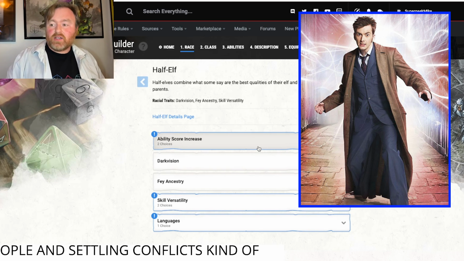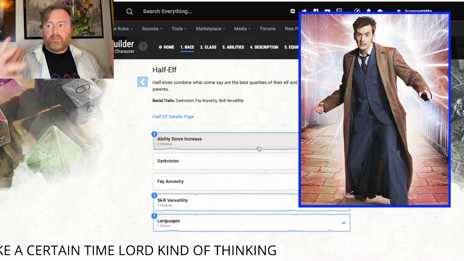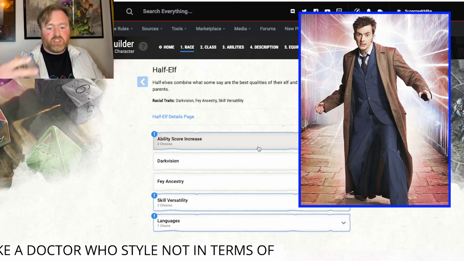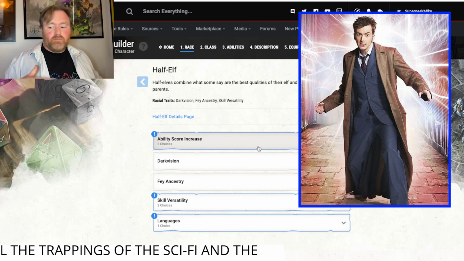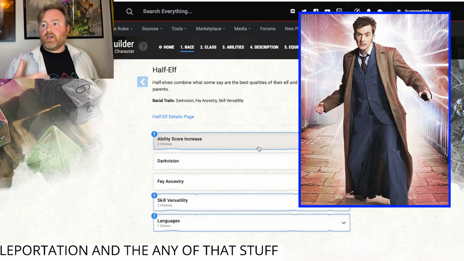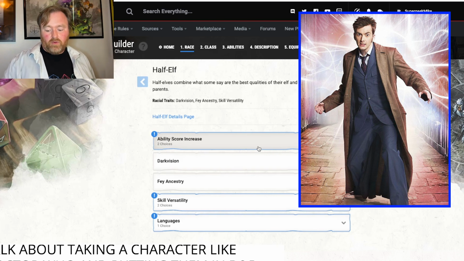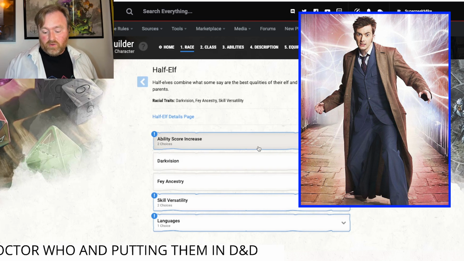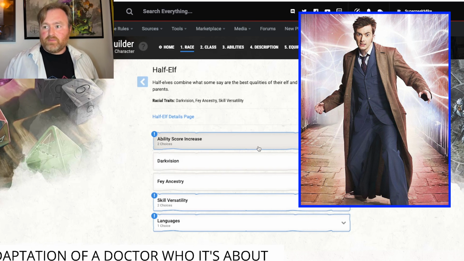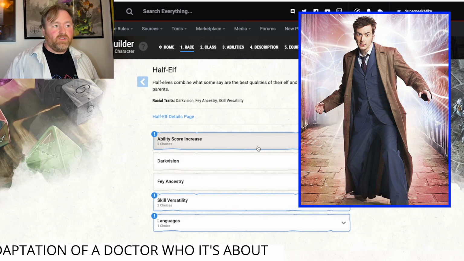Kind of thinking like a Doctor Who style, not in terms of all the trappings of the sci-fi and the teleportation and any of that stuff, but the mannerisms. You know, when we talk about taking a character like Doctor Who and putting them in D&D, or any adaptation of Doctor Who, it's about the time travel and it's about whatever.